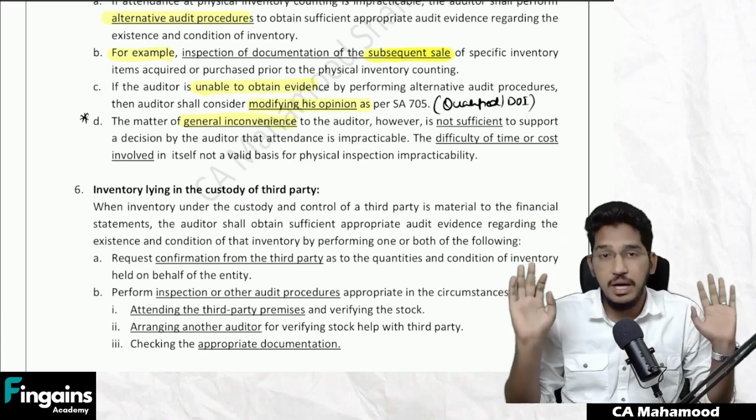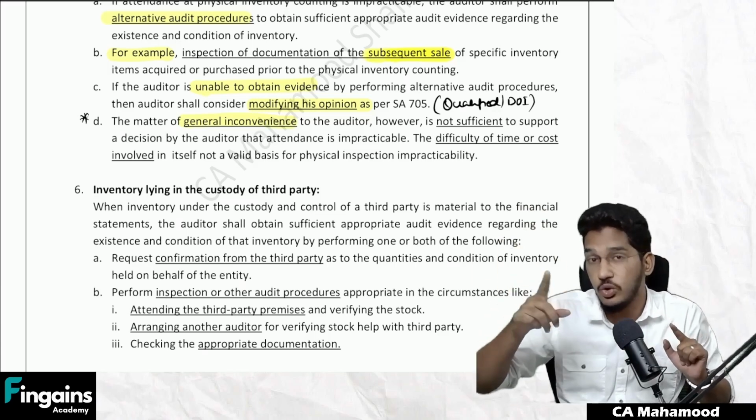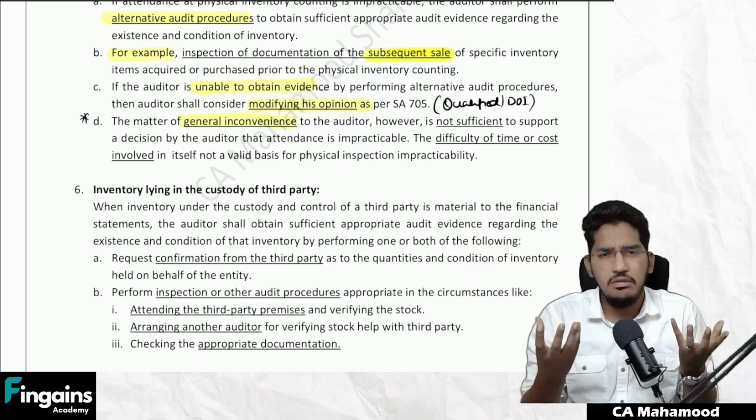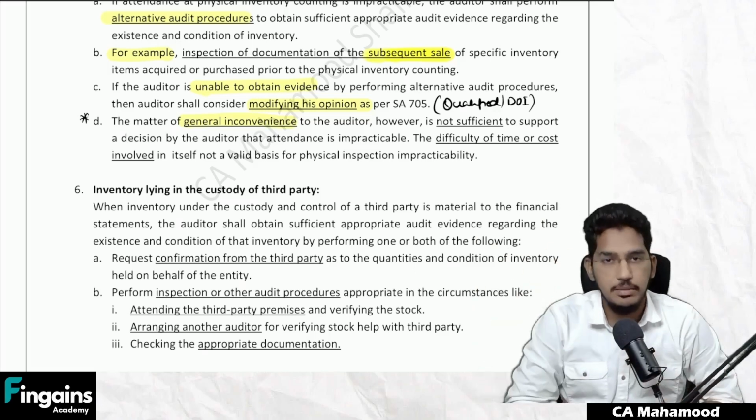That is a reason for impracticability. I will perform alternative audit procedures. Can you say it like that? No. If you have some general inconvenience, you can't say it as a reason for impracticability.